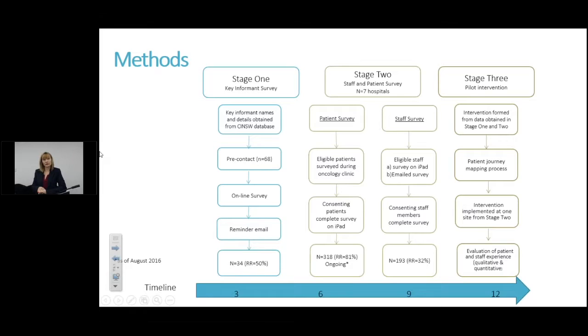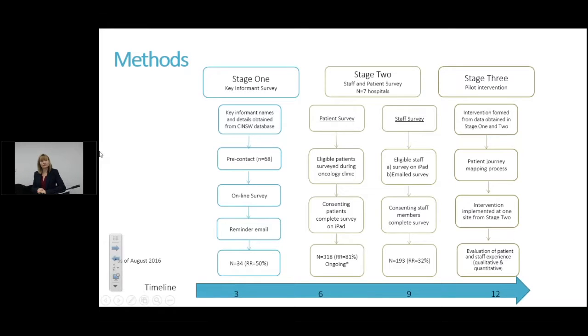For the staff survey, which is more where I'll focus today rather than the patient survey so much, eligible staff were those involved in oncology. They did a survey either on iPad there and then or via a link that was emailed to them. And we have 193 staff there with a much lower response rate of 32%, which, while not wonderful, is kind of what happens often in staff surveys. So bear that in mind as we're looking at a little bit of data.